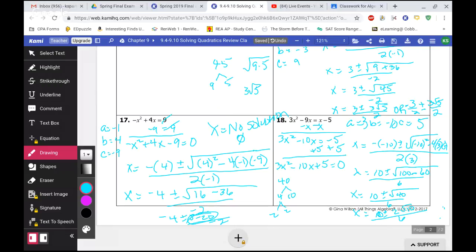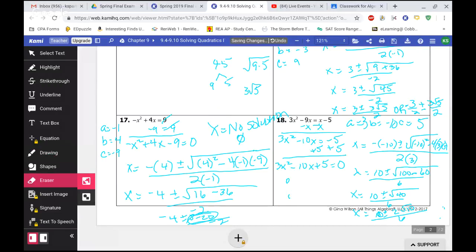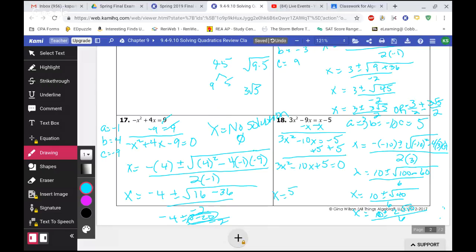So now what I see is that 2 goes into all of these. So I have 10 over 6, which would reduce to, I'm going to erase where I factored. It's going to reduce to 5 over 3. So you could separate it and write 5 over 3 and then plus or minus. But if you didn't, that's fine too.